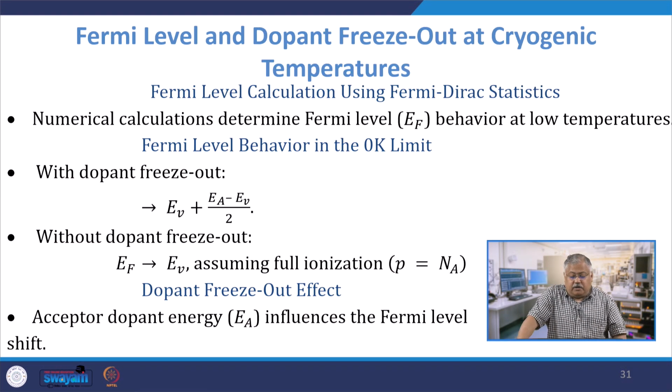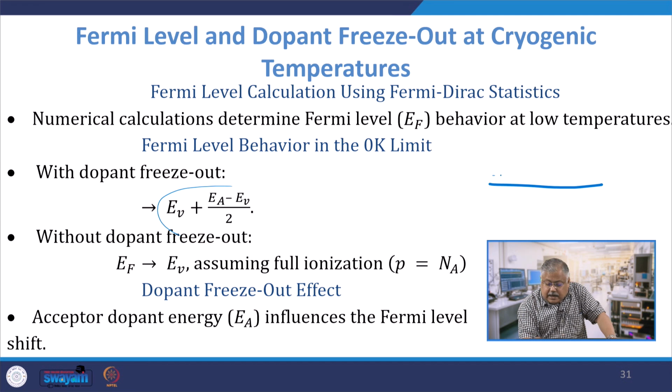So let us look at Fermi level and dopant freeze out at cryogenic temperature. What we mean by dopant freeze out is that when you insert this dopant species, let's say 100 dopant species are inserted, and none of the dopant species are able to contribute an electron, we say that the freeze out has occurred. So with freeze out, I will get EV plus (EA minus EV) by 2. You get the point? EV is here and this EA minus EV by 2 is my Fermi level. This is with dopant freeze out.